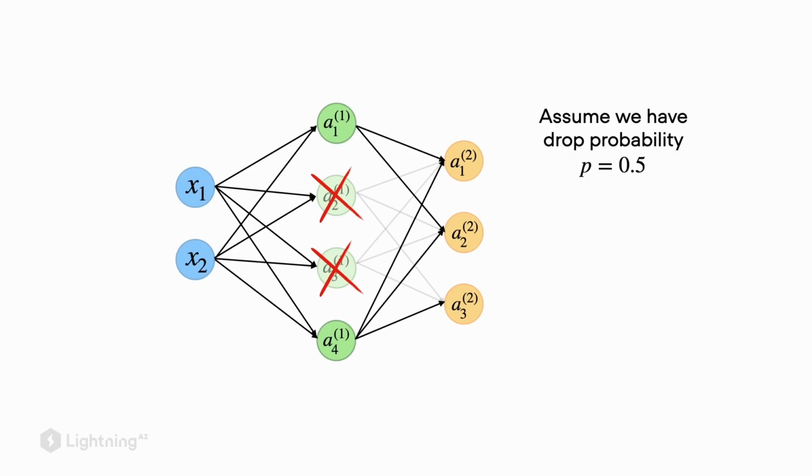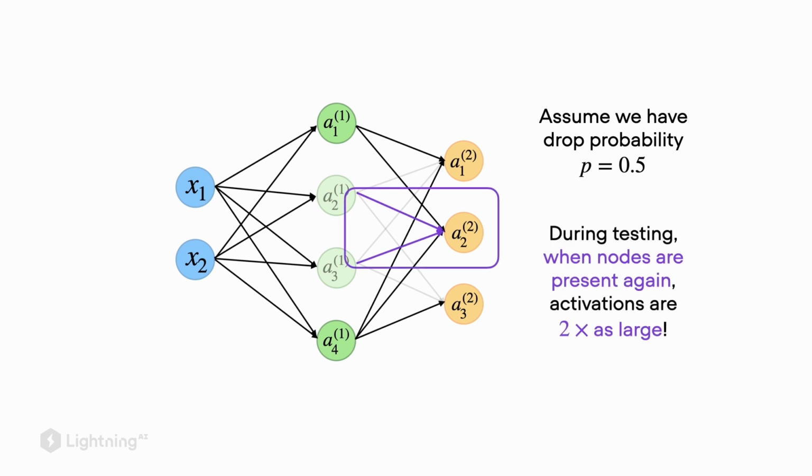In order to explain the adjustment that we have to make, assume that we have a drop probability of 50%, which means we are dropping approximately half of the nodes during training. So during inference, if we then look at the node in the next layer, what will happen is that this node will receive twice as many inputs compared to the training mode before. So in training, half of the nodes in the hidden layers are missing, and then during inference, the nodes in the next layers will receive twice as many inputs.